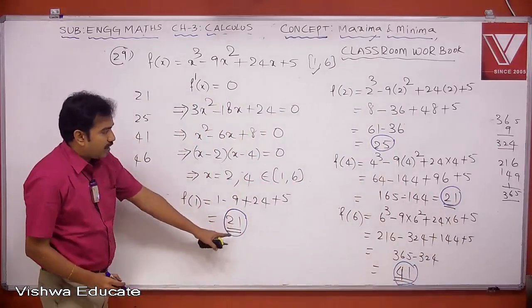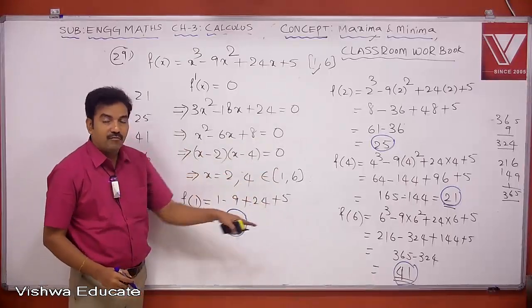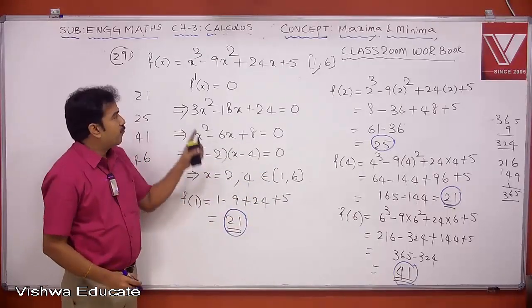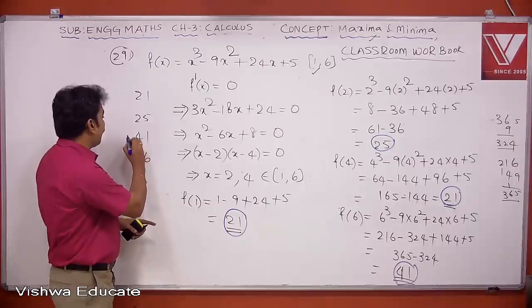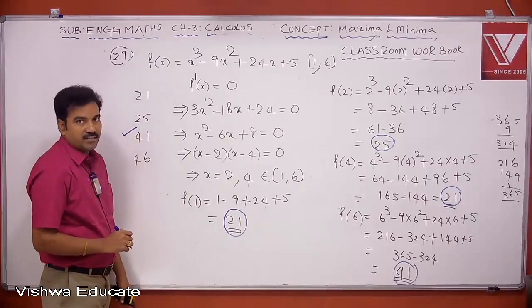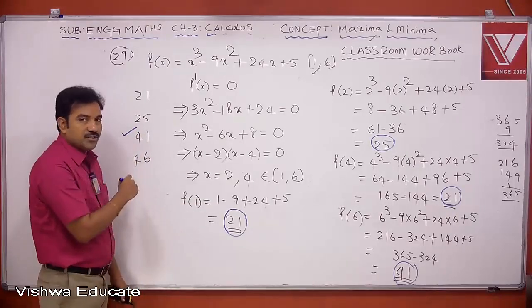Now, among these values, 21, 25, 21, 41, 41 is the maximum value. Therefore, the maximum value of this function is 41. Option C is the right answer.